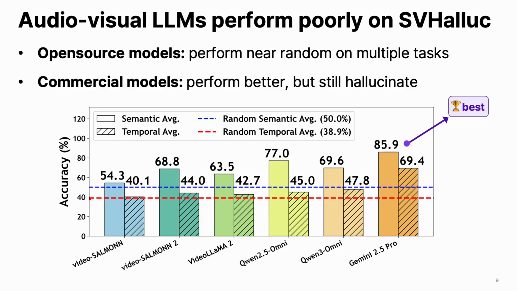We evaluate both open source and commercial audiovisual large language models on SVHalluc. The results show that current models still perform poorly on speech vision understanding. Open source models are near random on multiple tasks. Commercial models perform better, but they still hallucinate. This indicates that speech vision hallucination is a broad challenge for current audiovisual large language models.